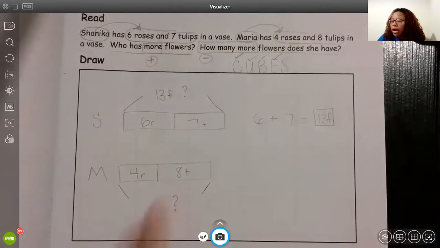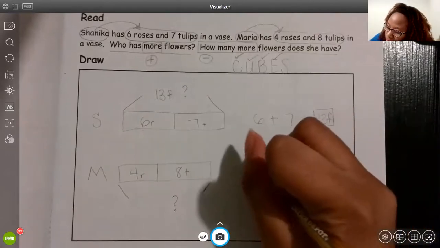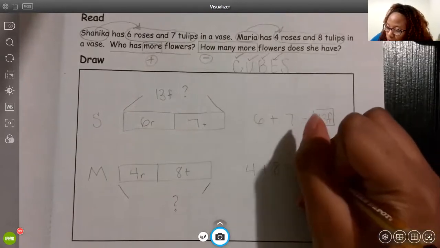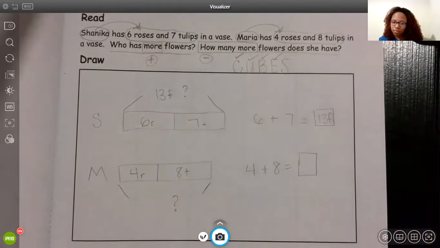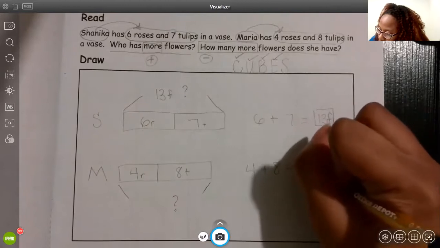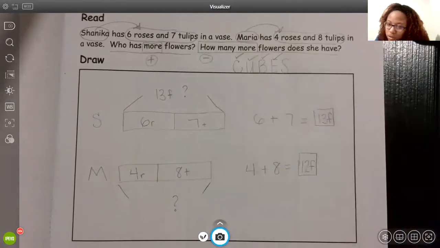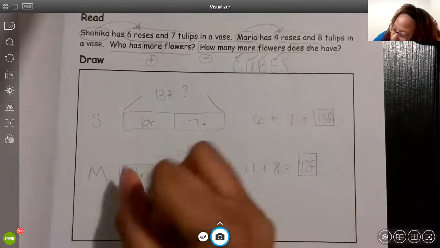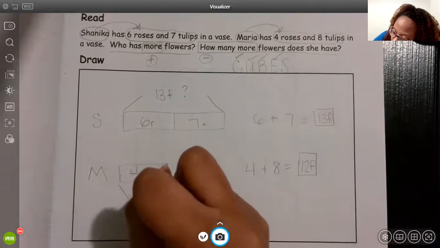Now we have to figure out how many flowers Maria has all together. So what number sentence do I write for her? If you said 4 plus 8, you are correct. What is 4 plus 8? It is 12. So let's go ahead and write 12, and don't forget to write the F for flowers. So what will I write here for Maria? All right, 12 F.